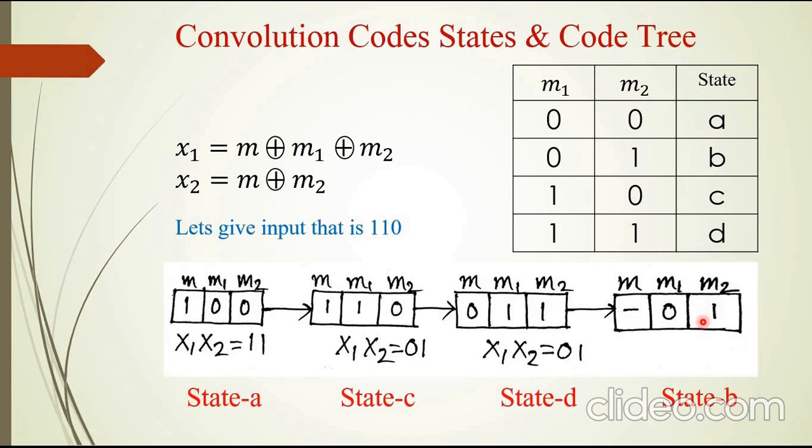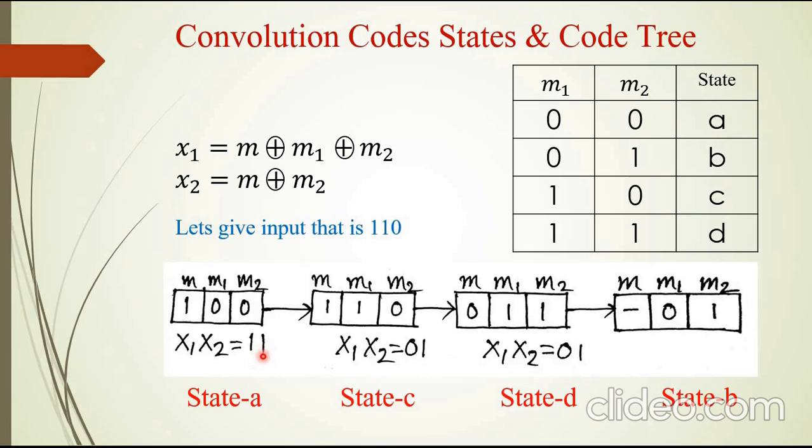Now here x1 is 1, because x1 is the summation of all bits M plus M1 plus M2, which is a modulo 2 operation. So x1 is 1 and x2 is M plus M2, so it will be 1 plus 0, 1. So x1, x2 is 1, 1. For the next case, x1, x2 will be 0, 1. And for the next, x1, x2 will be 0, 1 also.